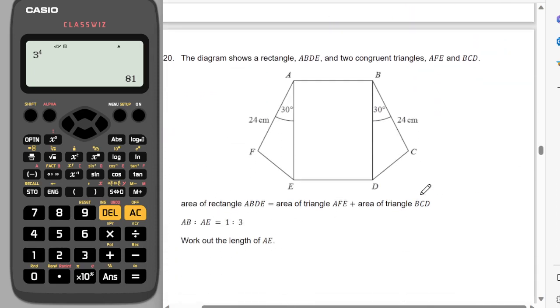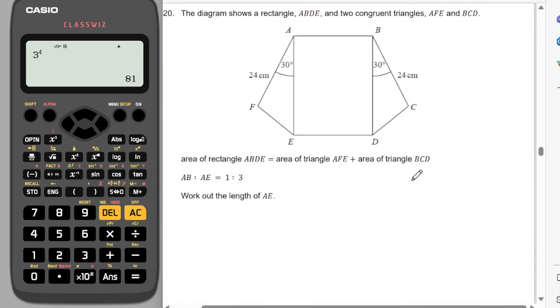Okay, question 20. The diagram shows a rectangle ABDE and 2 congruent triangles AFE and BCD. The area of the rectangle is equal to the area of AFE plus the area of BCD. A to B and A to E is in the ratio of 1 to 2. Work out the length of AE.